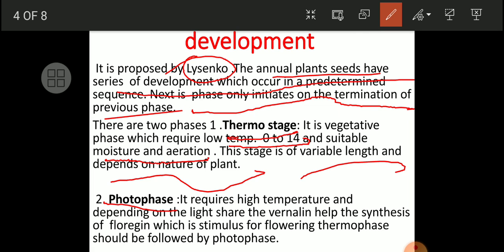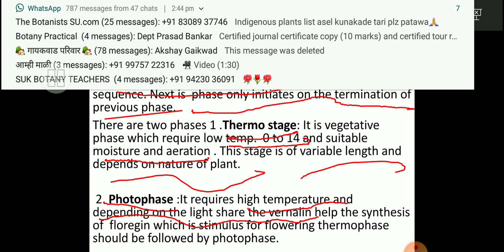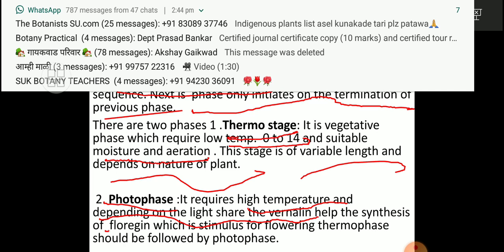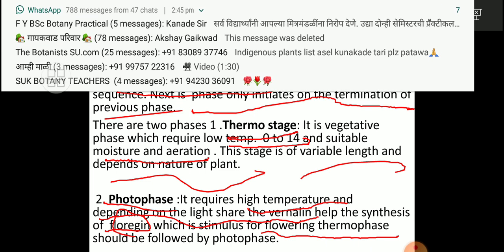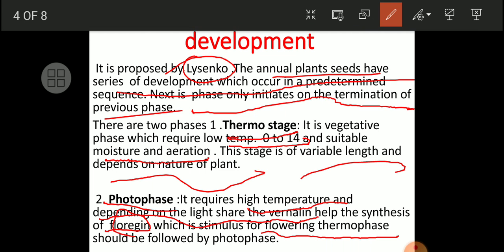In the case of the photophase, it requires a high temperature and, depending on the light, the vernalin helps in the synthesis of florigen, which is the stimulus for flowering. Thermophase should be followed by photophase. You have to keep in mind, my friends, in the second hypothesis, the phasic development hypothesis, there are always two phases: thermostage or thermophase, and photophase.